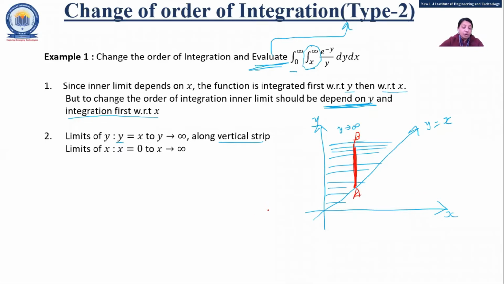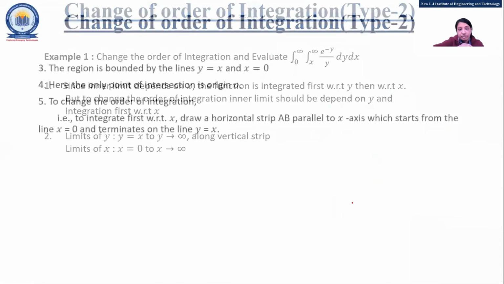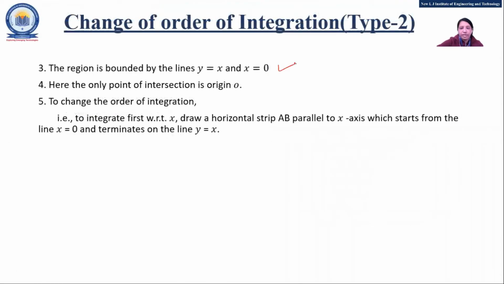Fine. So now the vertical strip AB will start from y equal to x to B. So it is given x equal to 0 to, so this is my origin, right? So the intersection of this is what? Origin only. The intersection of our region is the origin only. Now we need to change the order of integration. See, the region is bounded by this. The origin is the intersection point.